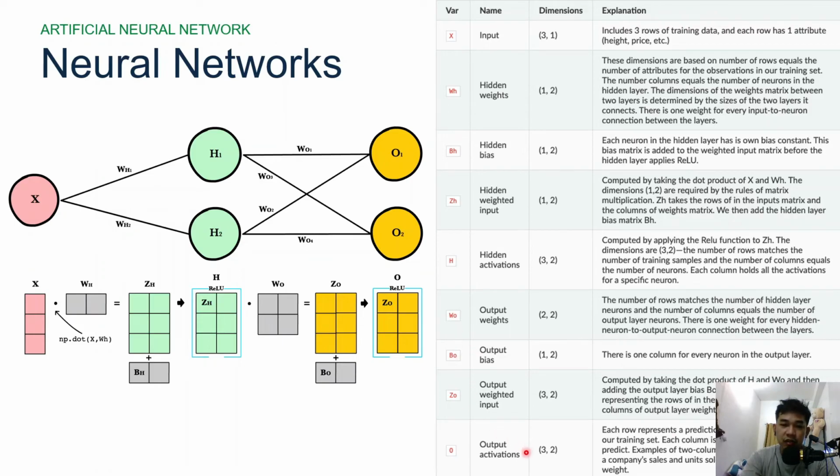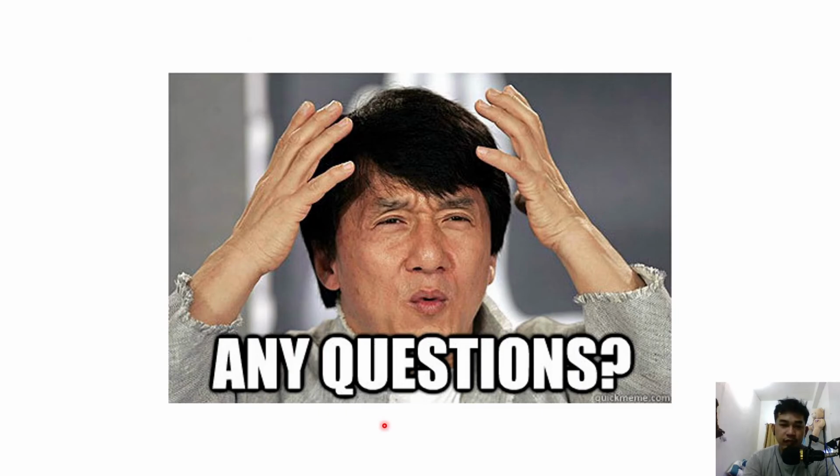And the output activations, each row represents prediction for a single observation in our training set. So each column is a unique attribute we want to predict. No? The example of two column output predictions could be a company's sales and units sold or a person's height and weight. Okay, so I think that's all for ANN multi-layer perceptron. So let's have an example.